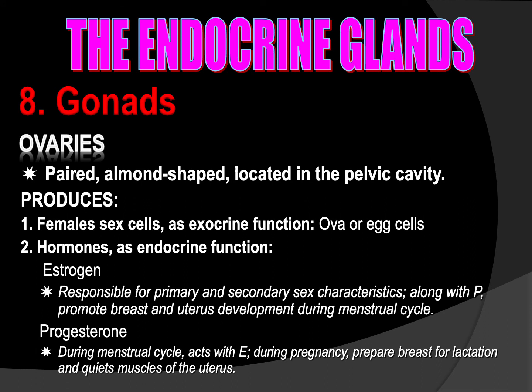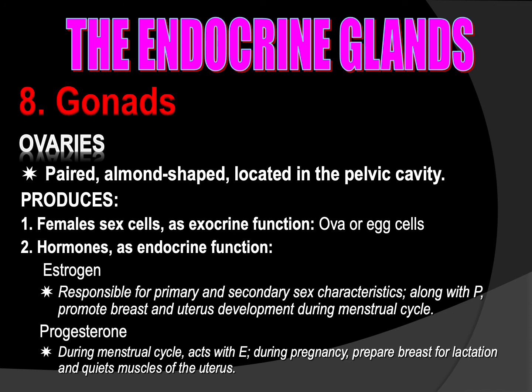Estrogen is responsible for primary and secondary sex characteristics. Ano yung primary characteristics? It's the growth and maturation of the reproductive organs. Pag secondary sex characteristics naman, ito yung physical body changes. Usually, this happens at puberty. Ilang taon ba ang puberty? Usually between 12 to 13 years old. Nagkakaroon ng menarche or first menstruation.